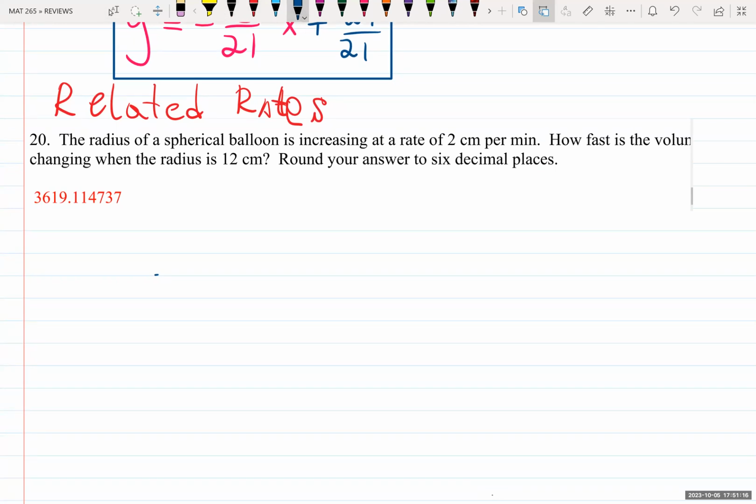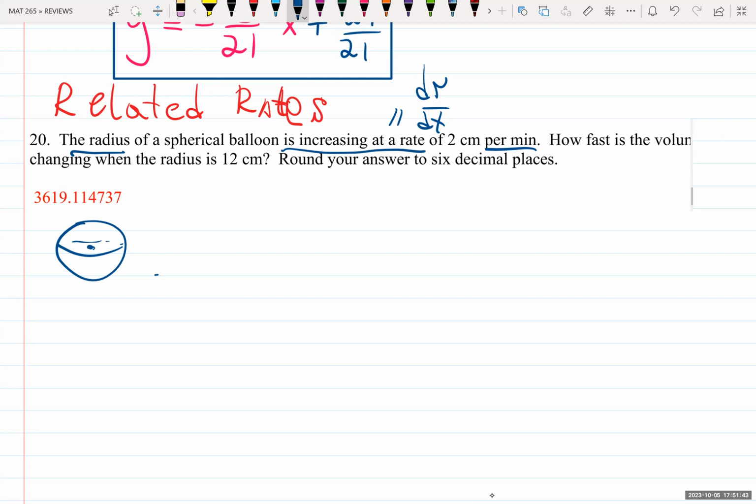So step 1, read the problem, make a picture. Okay, it's a spherical balloon. I don't even read after this right away. I know it's going to be a sphere. So here you go, I'm drawing the sphere. They say that the radius is increasing. That means dR over dt is changing. Well, it says per minute. That's how I know it's t, not some other variable.